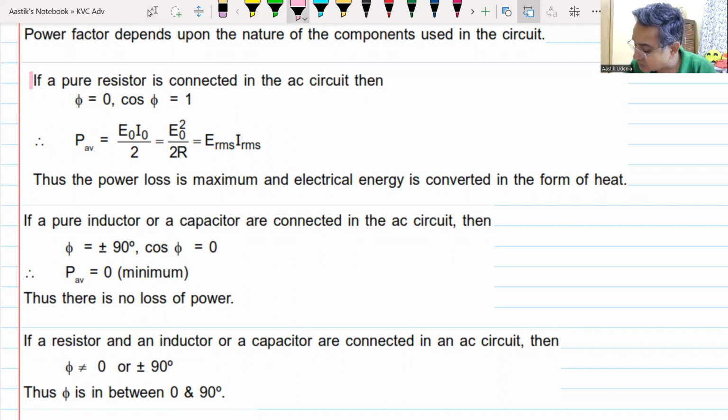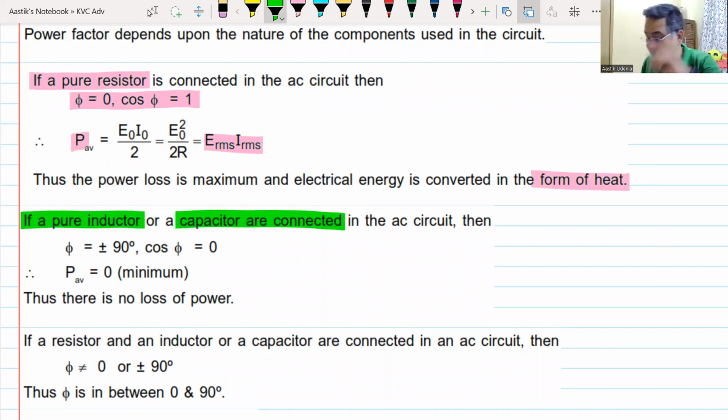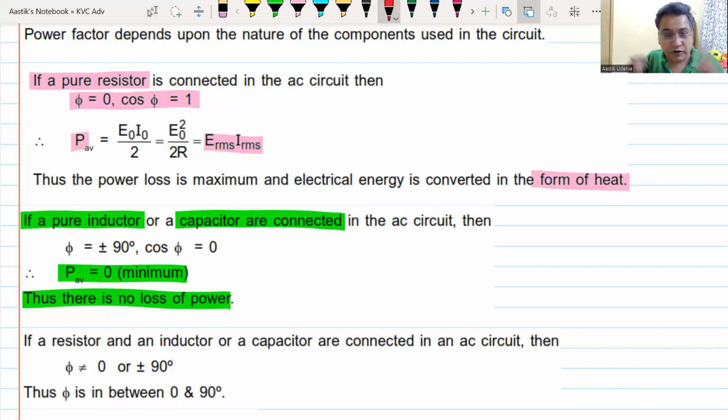If there is only a resistor, no capacitor, no inductor, this angle phi is 0 and power factor is 1. In that case, maximum power is lost, and it is lost in the form of heat. If it consists of a pure inductor or a pure capacitor, there is no loss of power. Then where is the power going? We will see it. This type of circuit is known as a circuit with wattless current. Why is it known as wattless current or wattless power? Because power is not consumed.